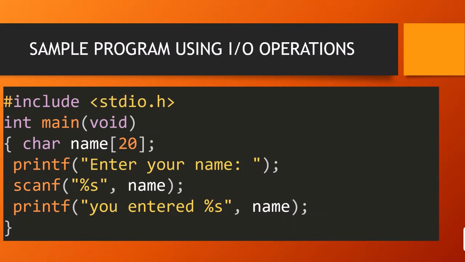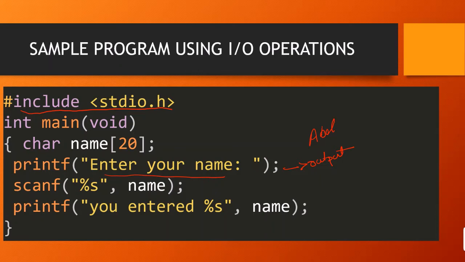This is a sample program using input-output operations. #include <stdio.h> is the header file. Then we have int main(void), because it returns 0. The character array name has 20 spaces given to it. Now printf is output. When you run the program, it will first ask you to enter your name. For example, I'm entering my name, Abel.